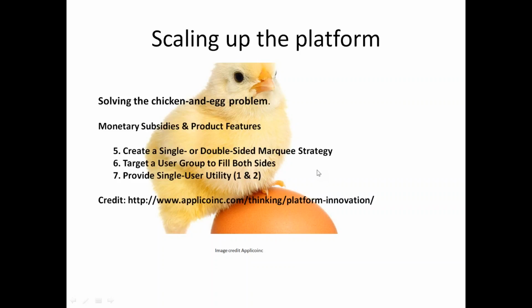We can also use monetary subsidies and product features both. In other words, we can create a single or double-sided marquee strategy. This strategy was used by Uber when it launched in Seattle. It subsidized town car participation by paying drivers even when they weren't transporting customers. This subsidy brought high-value producers into the ecosystem, which in turn attracted paying customers.